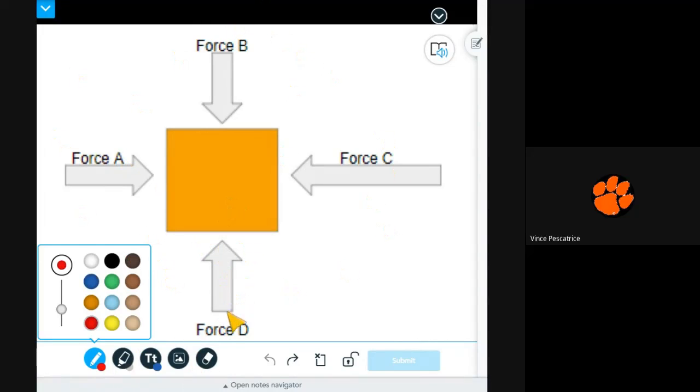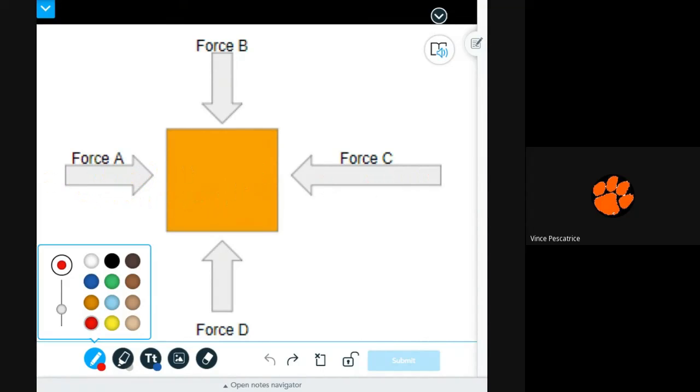So again, we have 4 forces acting on this box. You have force B pushing down, that represents gravity. Force D, force pushing up, that can represent a table. Force A is pushing to the right, and force C is pushing to the left.